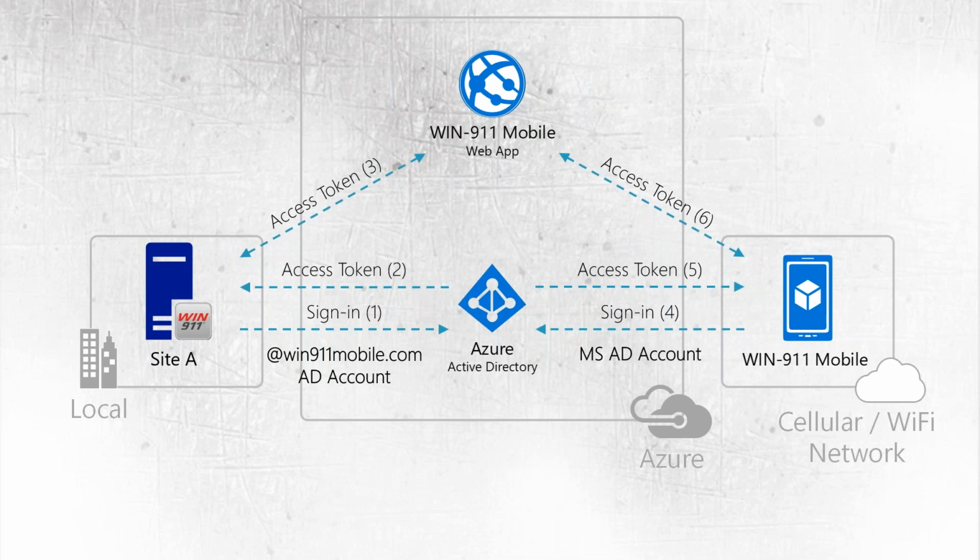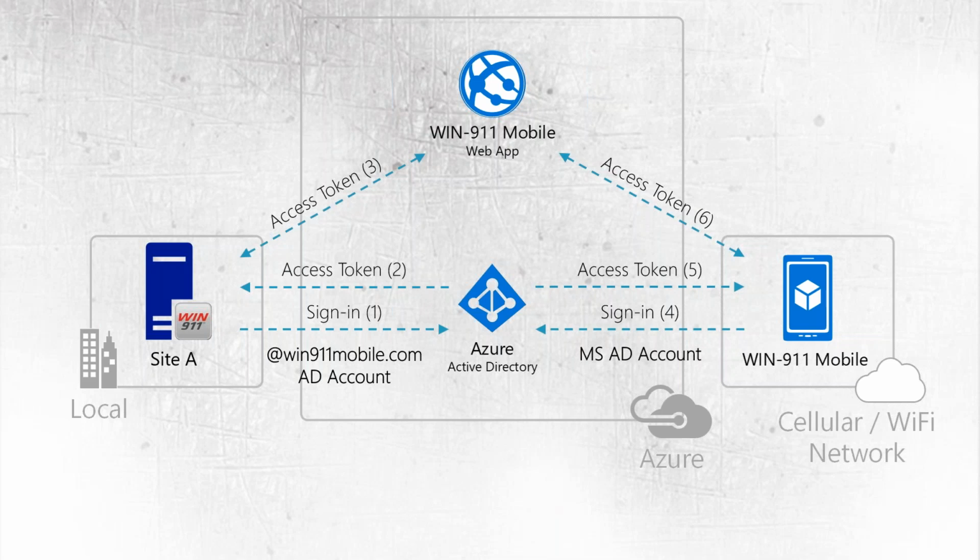Azure then will send an access token saying, yep, we've seen an alarm, we know who you are, we know who you want to send it to, we'll give you a token, goes back. That access token allows for WIN-911 to send that information to the WIN-911 mobile app, the web app. From there, that alarm goes through your WIN-911 mobile.